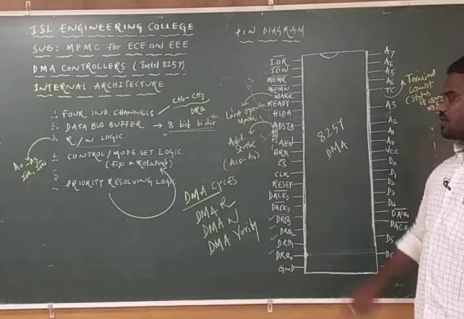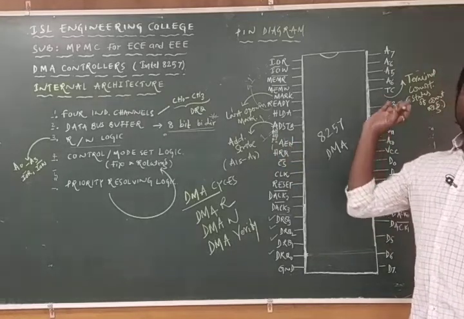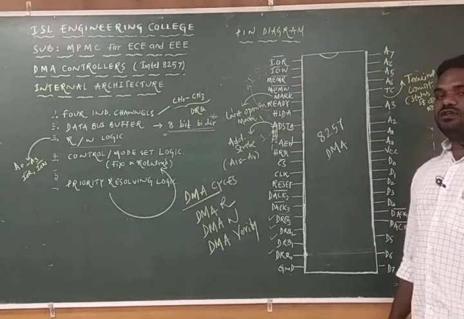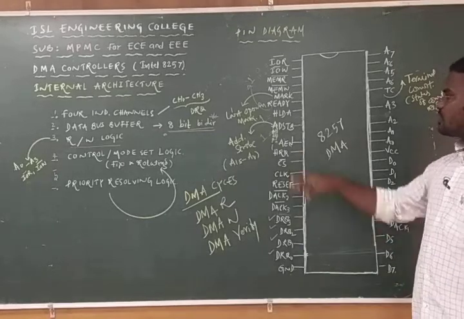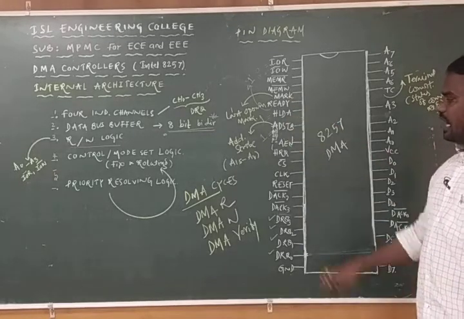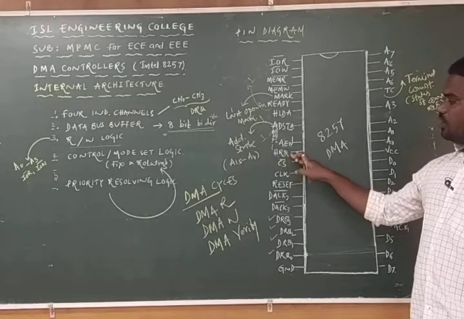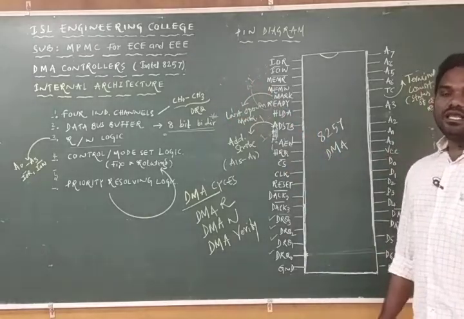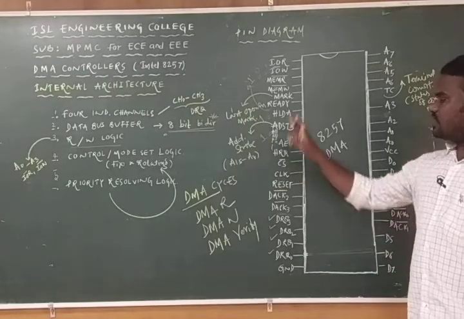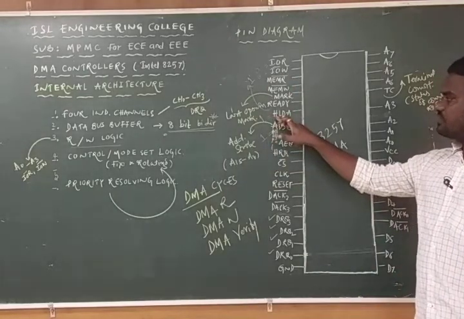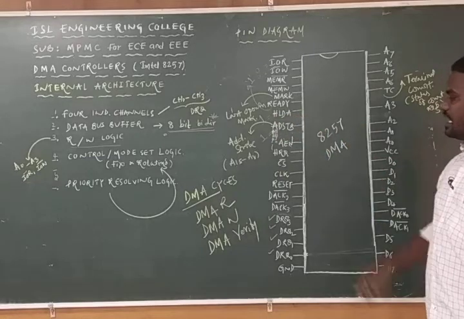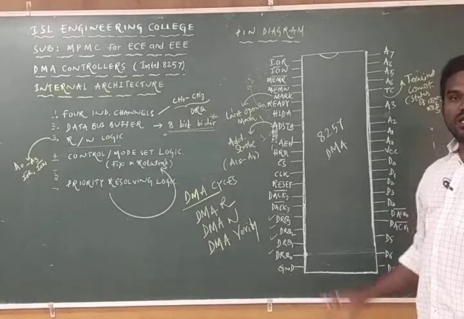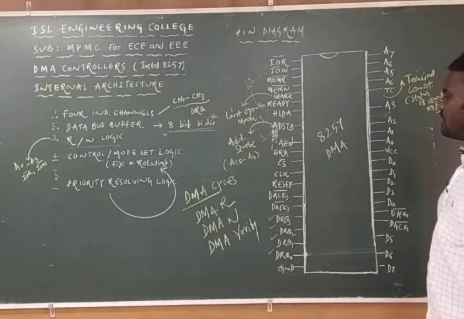And this is hold request. Whenever 8257 requests the 8086 microprocessor, it is going to give the acknowledgement, that is hold acknowledgement, and that is given by the hold request only. So from this pin we are going to request that 8086 microprocessor. After taking this request, it is going to give the acknowledgement in return to the 8257. This is a chip select pin, that is nothing but the enable pin of 8257.